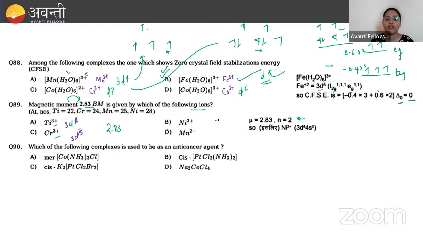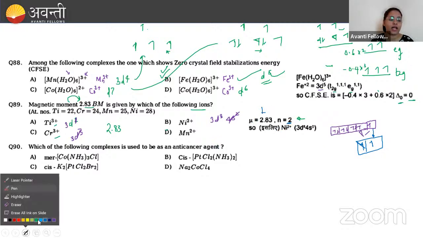For Ni2+, it is 3d8 4s2. The s2 electrons are gone, so 3d8 remains. Put the electrons and fill them: 1, 2, 3, 4 and 5, 6, 7 and 8. Here you can see how many unpaired electrons are present? 2 unpaired electrons in the valence shell. These 2 unpaired electrons are present in this ion, and that's why it will show a magnetic moment of 2.83.